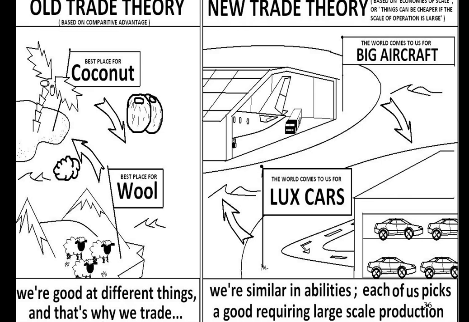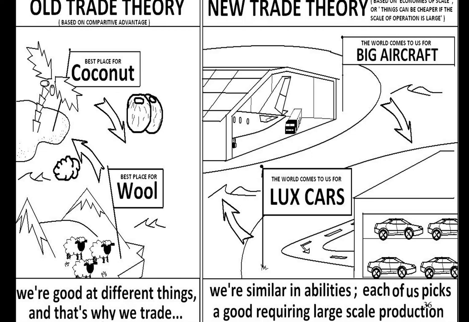New Zealand has lots of sheep and Thailand has lots of coconuts, so Thailand exports coconuts and New Zealand exports wool and mutton, and they trade with each other. So we are good at different things, and that's why we trade. New trade theory says actually we're similar in abilities. Each of us picks a good for large scale production. So a country decides to invest in particular industries, be it technology, or, as an example, aeroplanes or cars, etc.